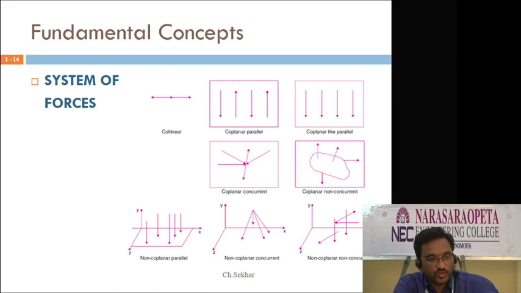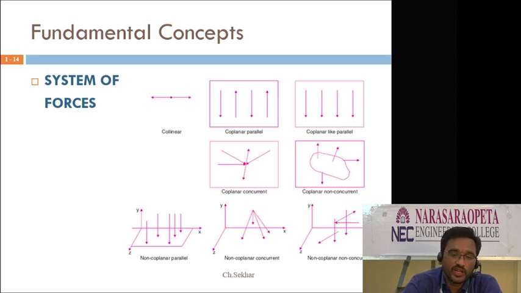Our next one is the coplanar concurrent force system. Coplanar means two or more forces acting on the same plane. Coplanar concurrent means the lines of action of all the forces meet at a single point. Coplanar non-concurrent forces means two or more forces acting on the same plane whose lines of action do not meet. This diagram shows four forces acting, but their lines of action do not meet; that is called the non-concurrent force system.